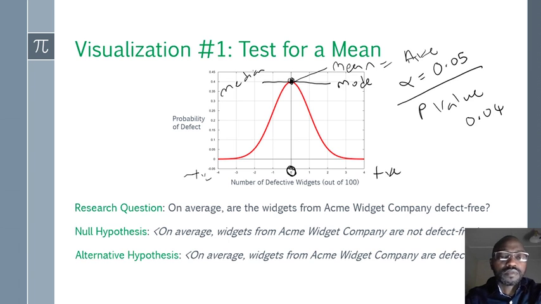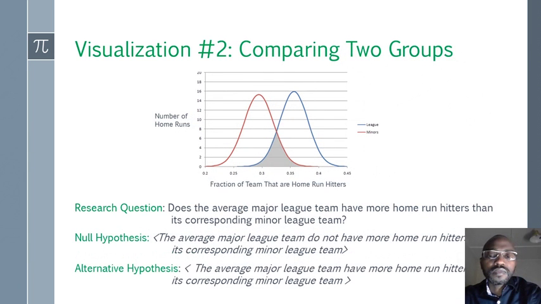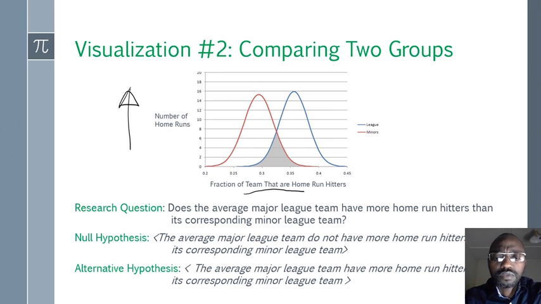We'll use another example. And here we're comparing two groups. Group 1 in blue is the major league group, which we should say is adult, and the group in red is the minors. Now, on the y-axis, we have the number of home runs increasing, and on the x-axis, we're talking of the fraction of the number of people that can actually hit home runs.